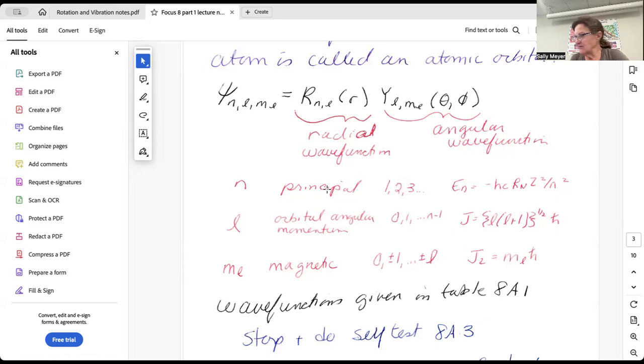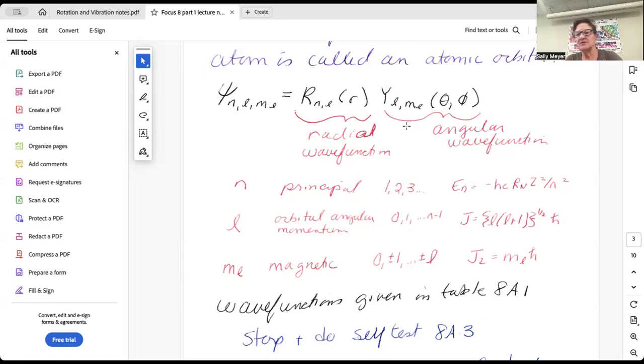Let's see. So if you look at table 8a.1, you'll see the wave functions. So you'll have to trust that they can be solved. So these are the R part of the wave function, in the first column, and then in the second column, you're given the angular part. So the R part only depends on N and L, as we show right here. The angular part depends on L and M sub L.